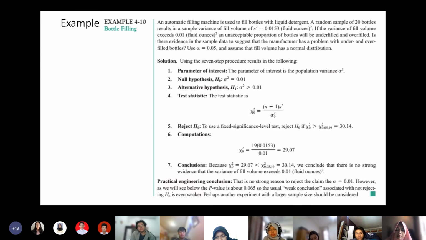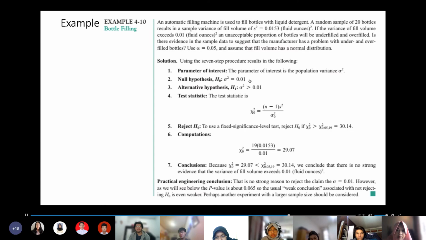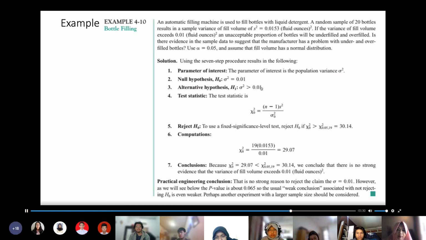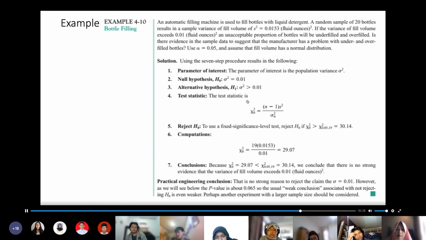So the procedure is as follows. First, we need to state the parameter of interest. The parameter of interest is the population variance sigma squared. The null hypothesis is sigma squared equal to 0.01. The alternative hypothesis is sigma squared more than 0.01, because the manufacturer will have a problem if the variance of the fill volume exceeds 0.01. The test statistic chi-square can be calculated by that equation.